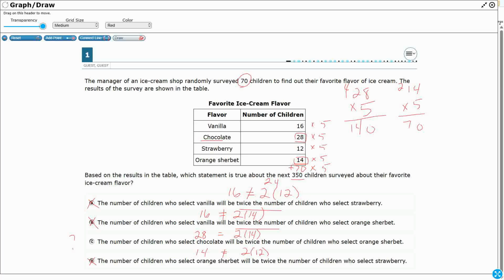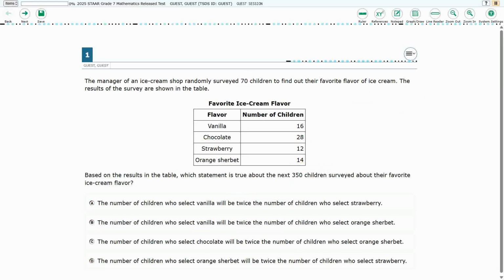So you see here, even if we did 350 children in our next survey, and all of these were multiplied by 5, you notice how this 140, the chocolate, is still twice the number of the children who select orange sherbet. So that's that multiplicative relationship we were talking about. You can multiply each by 10, and you would still get twice the number. The multiplicative relationship holds when you scale up or scale down. So our answer here is C.